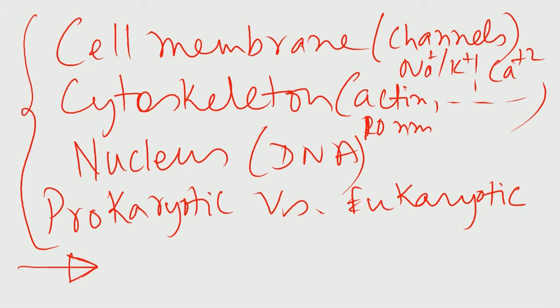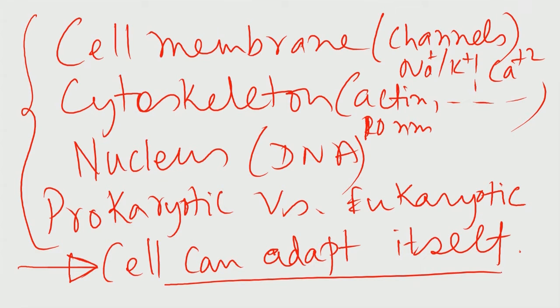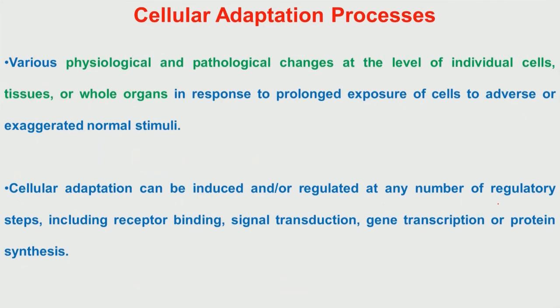Having said that, you have to see how a cell can adapt to an external environment. So, a cell can adapt itself. Now, this cellular adaptation process has manifestations in terms of the way the cells will function on a material surface, as well as how cells would respond to external stimulus.